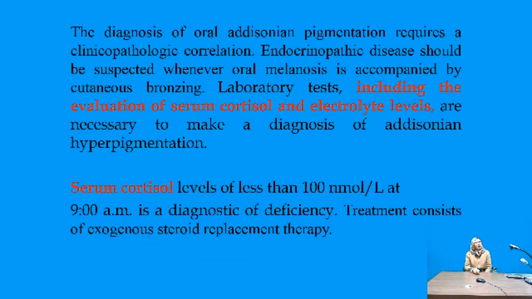The diagnosis of oral Addisonian pigmentation requires a clinicopathologic correlation. Endocrinopathic disease should be suspected whenever oral melanosis is accompanied by cutaneous bronzing. Laboratory tests, including the evaluation of serum cortisol and electrolyte levels, are necessary to make a diagnosis of Addisonian hyperpigmentation. Serum cortisol level less than 100 nanomole per liter at 9 a.m. is diagnostic of deficiency. Treatment consists of exogenous steroid replacement therapy.